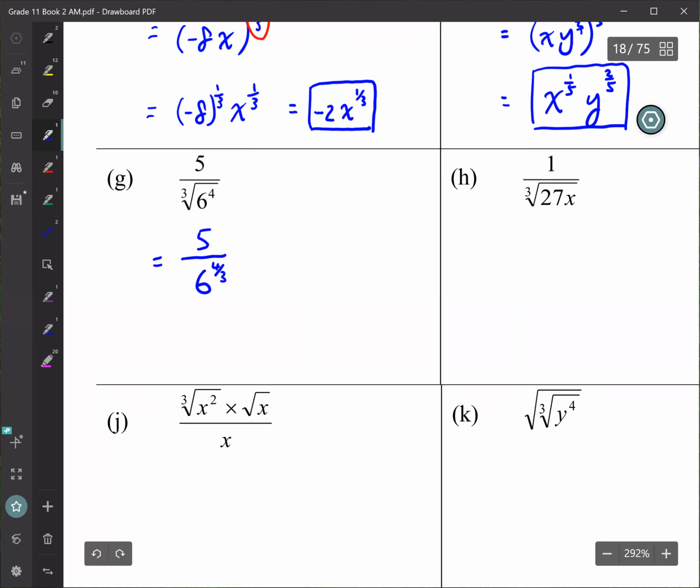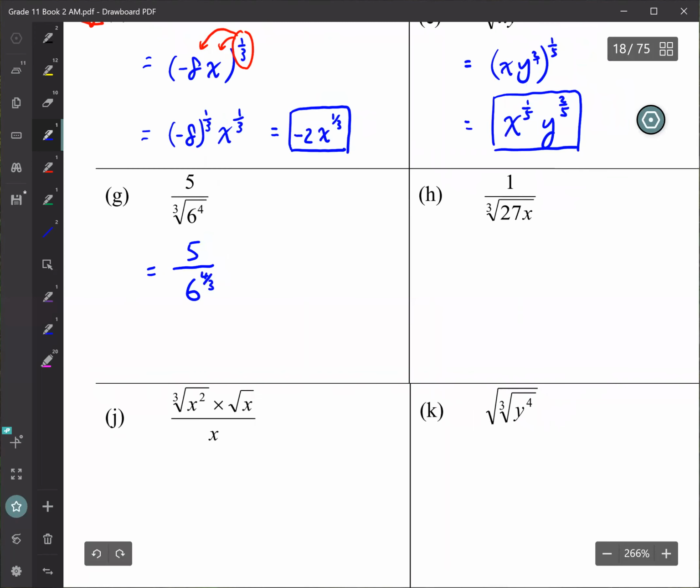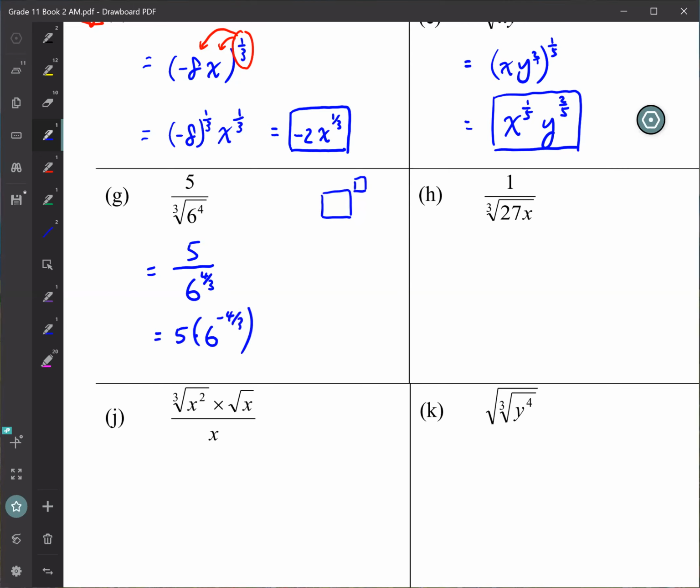And then we need to bring it up, okay, to make it into exponential form. Because the exponential form cannot have fractions, okay? It can only have a base and then an exponent, okay? So we need to bring this denominator to the top. And how do we do that? 6 to the -4/3. Yeah, very good. Okay, and then the 5, you can just leave it on the side. You can put a dot to show that it's multiplying, or you put a bracket around it. Okay, so this is where you stop.